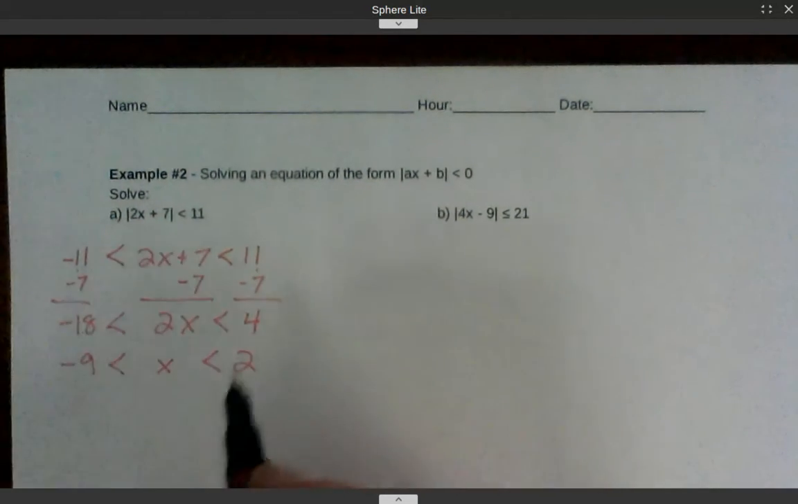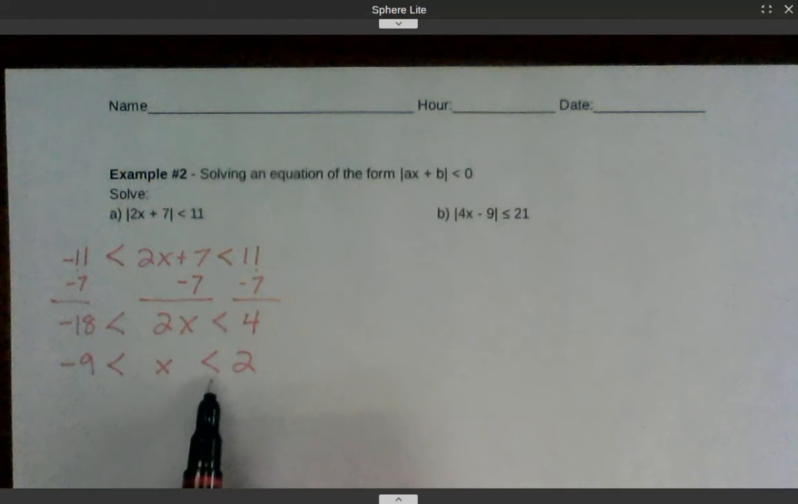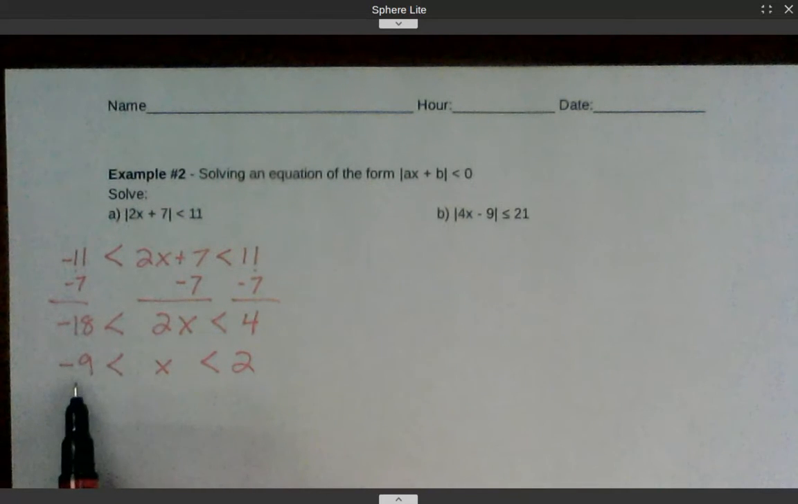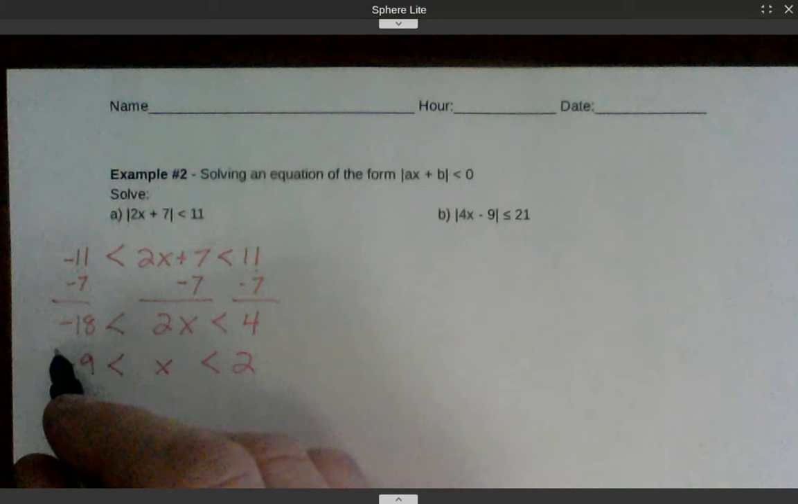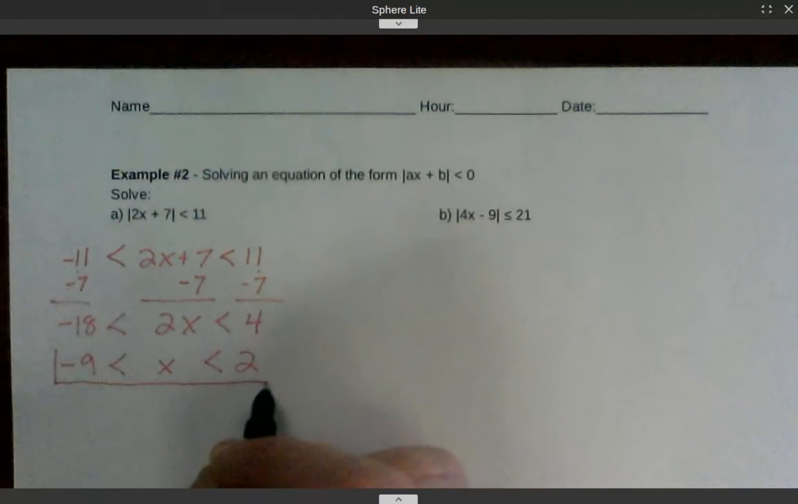So if you notice, the shark or alligator is eating the bigger number. The smallest number is not getting eaten, so we know that this is a good statement. This is what we call an AND statement.